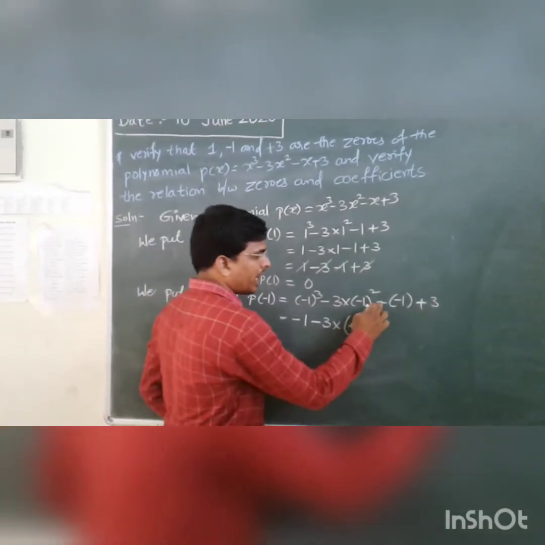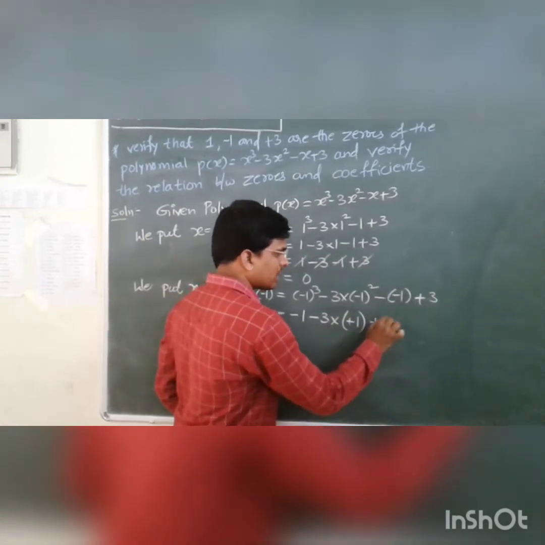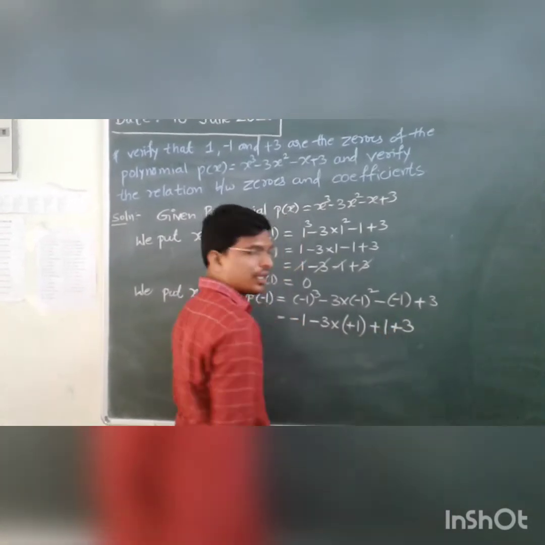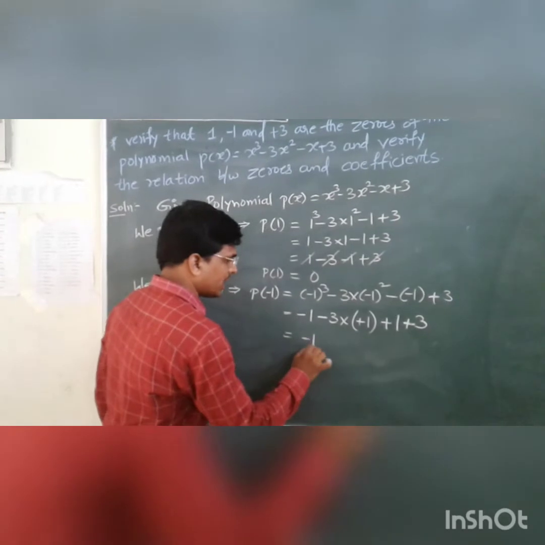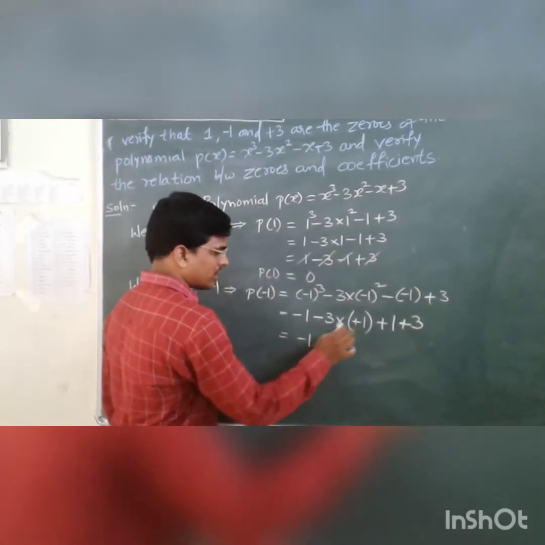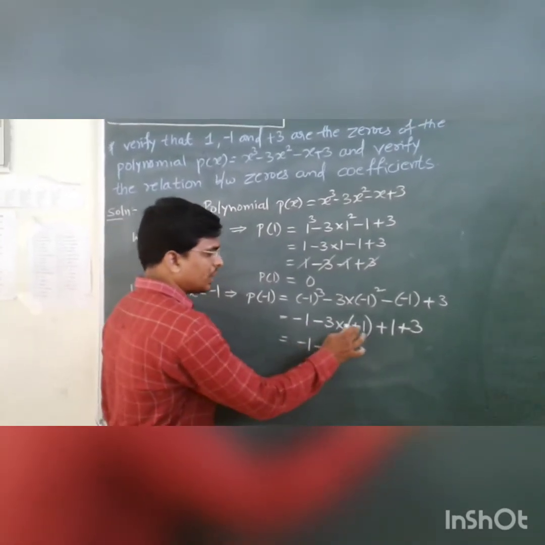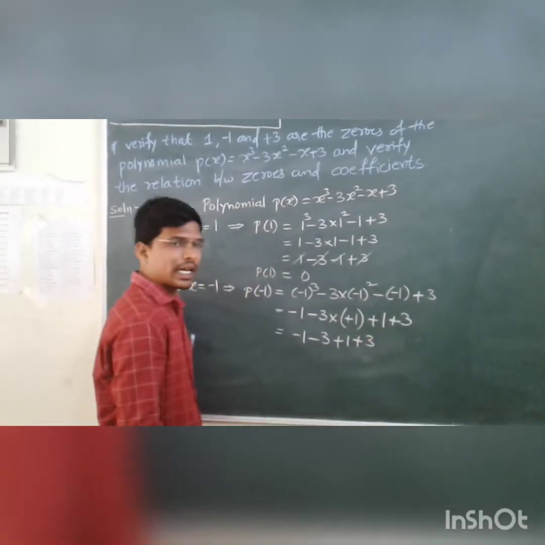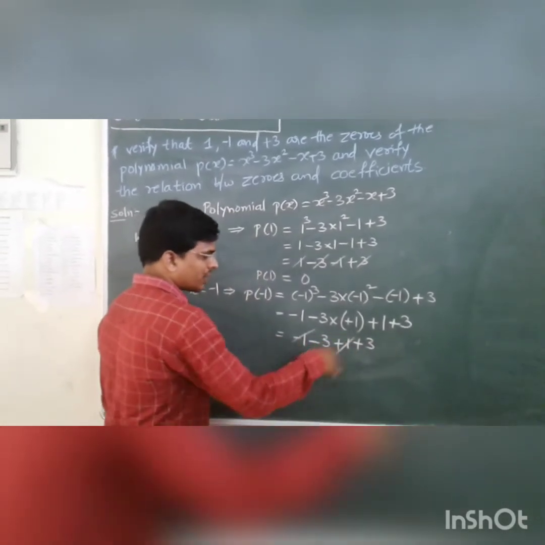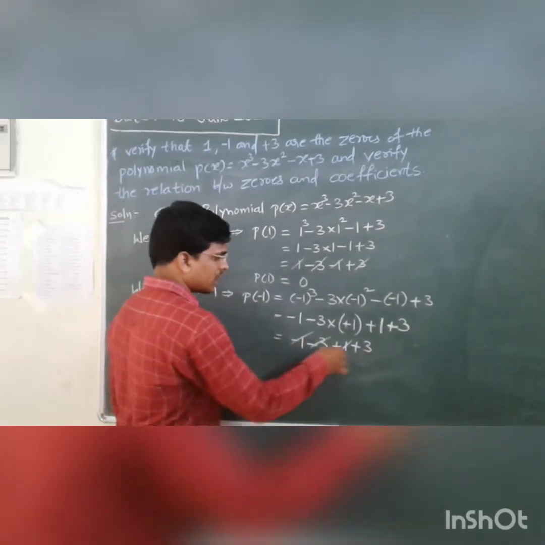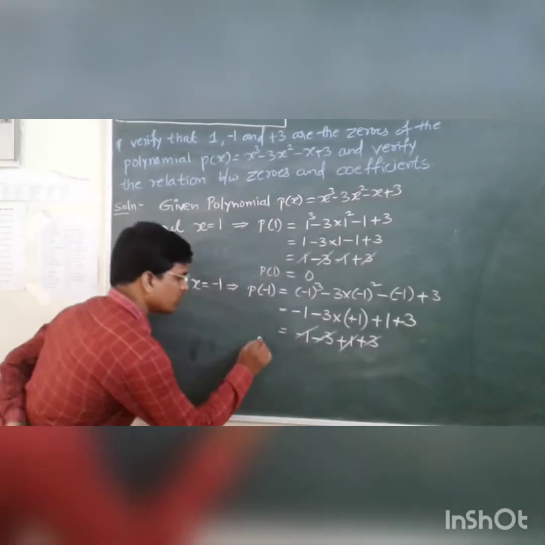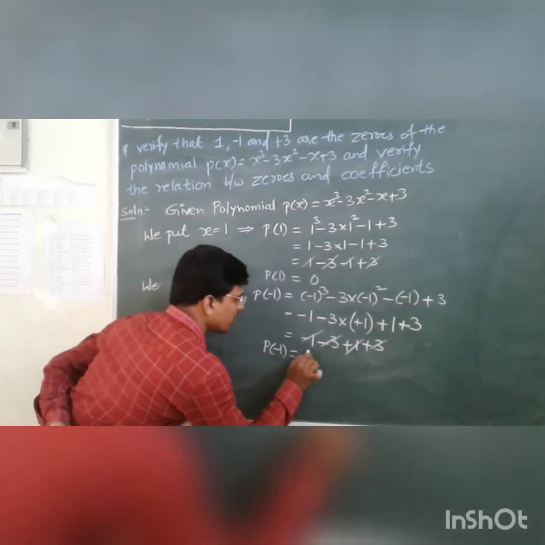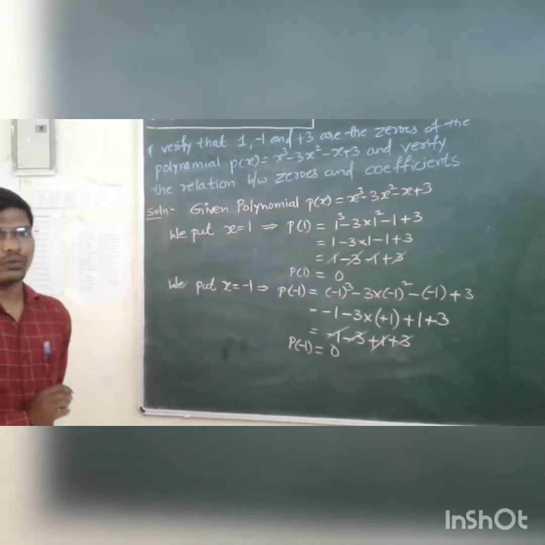Next, minus into minus is plus 1, plus 3. So minus 1, minus into plus is minus, 3 into 1 is 3. So plus 1 plus 3. Again you can observe minus 1 plus 1 will be cancelled. Minus 3 plus 3 will be cancelled. So P of minus 1 is also equal to 0.